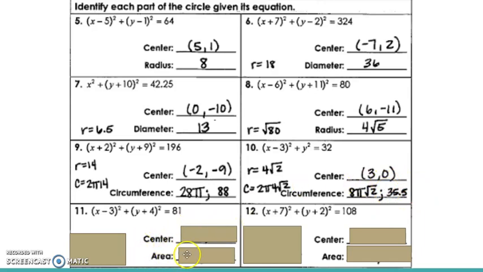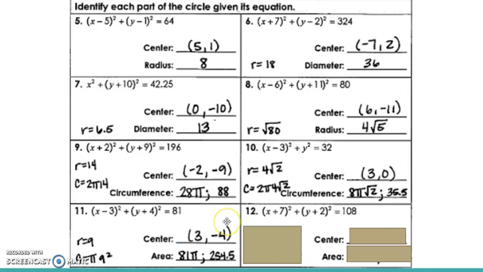We can also find the area instead of the circumference. Remember that the area of a circle is πr². We're going to find that our radius is 9. So when I plug 9 in, I'm going to do 9² times π and get that my area is about 254.5. Again, we're always going to find that center, and this one is (3, -4).